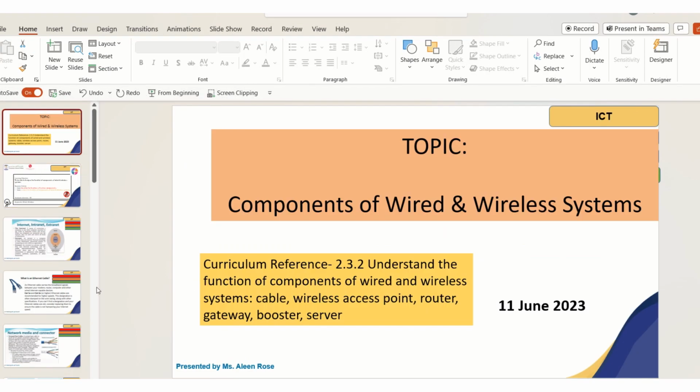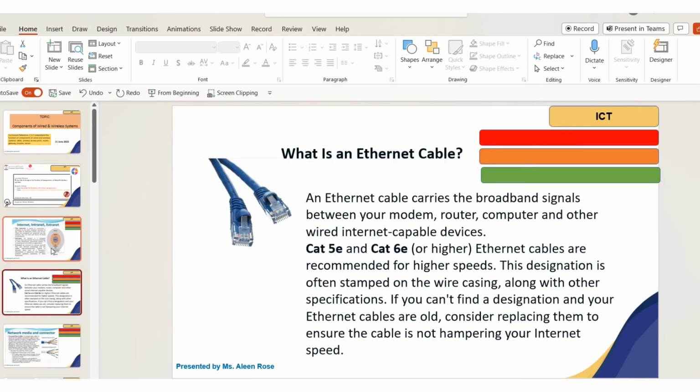Now let's see the components of wired and wireless system. Internet, intranet we will discuss. The first one is cable. So the cable, we learned it as the wired one. It is a basic component. In small places like our home, we use cable for a wired connection. The major advantage is high speed, faster. It is a bit expensive.